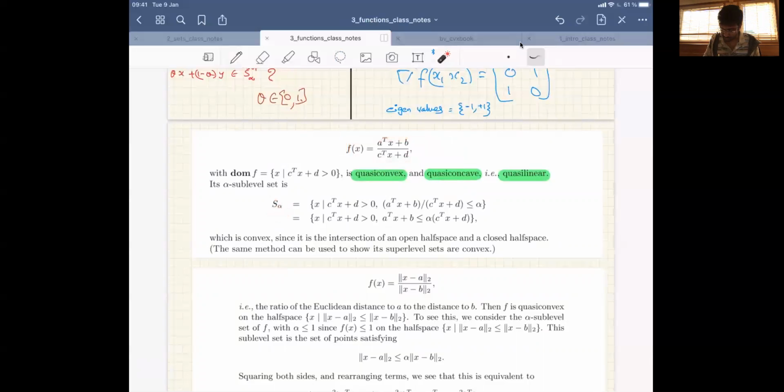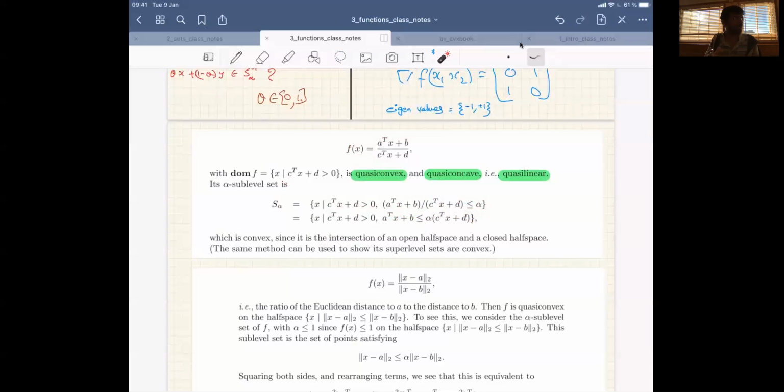So x such that the first condition is the domain constraint should be satisfied: c transpose x plus d has to be positive. Second, this is coming from the definition of the function. Second, we are considering the alpha sublevel set, so we have to say that the function is less than or equal to alpha. So then we can write this guy from this definition. If you rearrange slightly, you can come up with this form. So this is the intersection of half spaces, right? This is one half space, this is another half space.